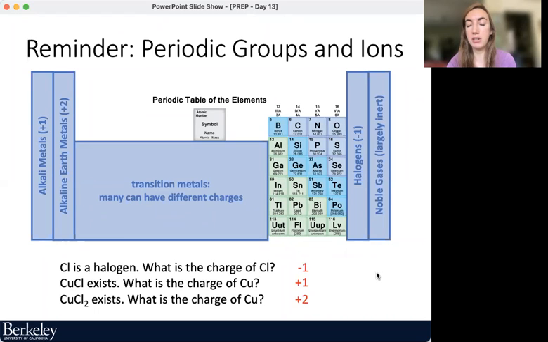Does anyone have any questions on this? So this is all tied back to what we were doing when we first introduced ions on day 5, but also the last few days with figuring out how many of each type of ion we need to end up with a charge neutral state.